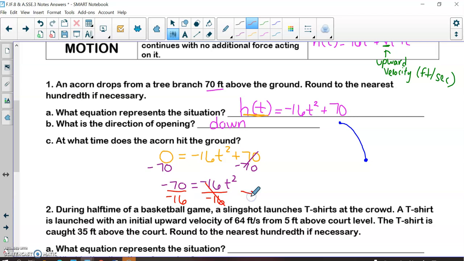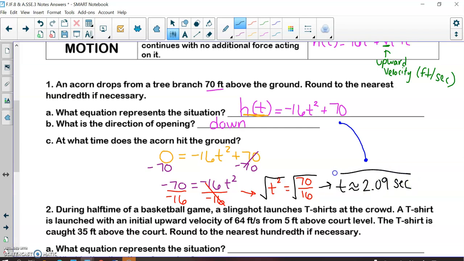So I wind up with t squared is equal to, and this is going to become a positive 70 over 16 because a negative divided by a negative is a positive. I don't have to reduce that because all I'm going to do is take the square root. So in my calculator, I'm going to do the square root of 70 divided by 16, and I'm going to round to the nearest hundredth like it says. This is approximately 2.09 seconds. That's when it's going to hit the ground.